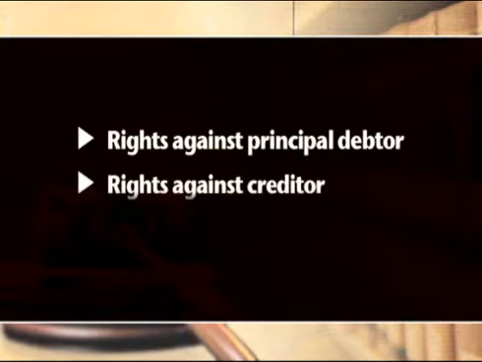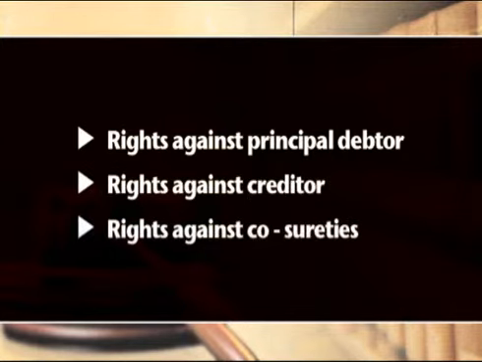A guarantee may be either oral or written. Thus, surety means a person who gives the guarantee. Now, the rights of the surety can be classified into three groups as follows. Number 1, rights against principal debtor. Number 2, rights against creditor. Number 3, rights against co-sureties.